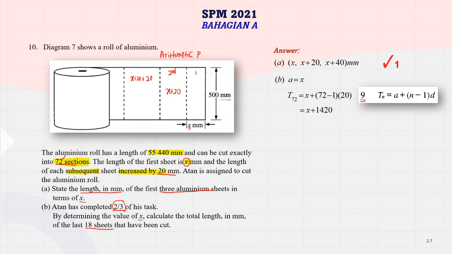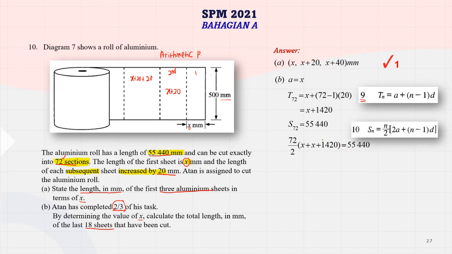Then we look at this 55,440, which presents the sum, the total of all the sheets. So S72, because we have 72 sheets. Adding all their lengths will give 55,440. So for this one we will use this formula: 72 over 2 X plus X plus 140 equals to 55440. Okay, this is one of the formulas. But if we know the last term, this X tambah 140 is the last term.